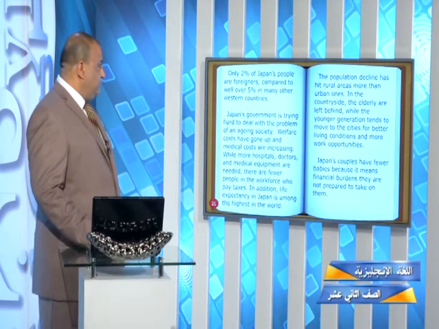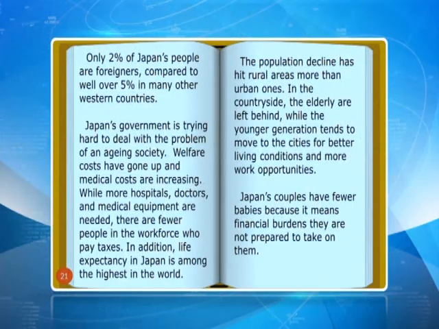Only 2% of Japan's people are foreigners, compared to well over 5% in many other Western countries. Japan's government is trying hard to deal with the problem of an aging society. Welfare costs have gone up and medical costs are increasing. While more hospitals, doctors, and medical equipment are needed, there are fewer people in the workforce who pay taxes. In addition, life expectancy in Japan is among the highest in the world.